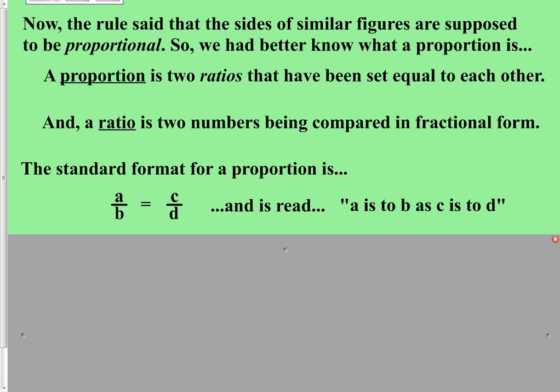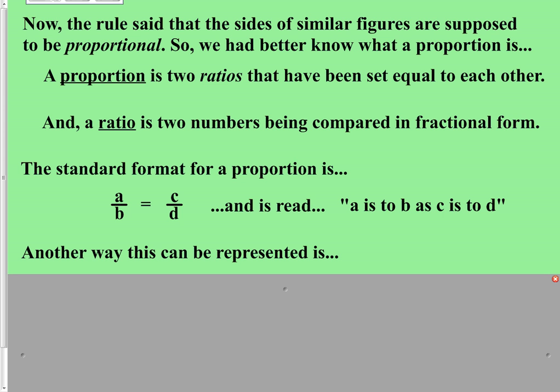Okay. Now the way that you read this is, and it's written over there on the right side of the screen, A is to B as C is to D. So a fraction bar is actually read "is to," and then an equal sign is read "as." Okay. A is to B as C is to D.